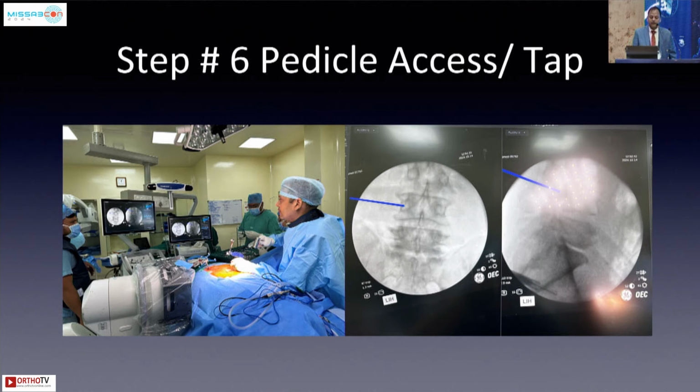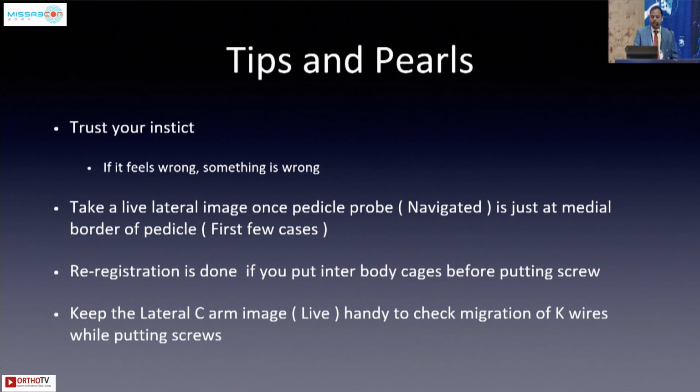Or you start the pedicle probe, put on the lateral side, you see the pedicle and bang it up. So in the initial 10 cases, what I was doing is putting my C-arm in a lateral view, always, switching off the battery of the tracker. Then what you're going to do is match the navigation and match the lateral view X-ray.